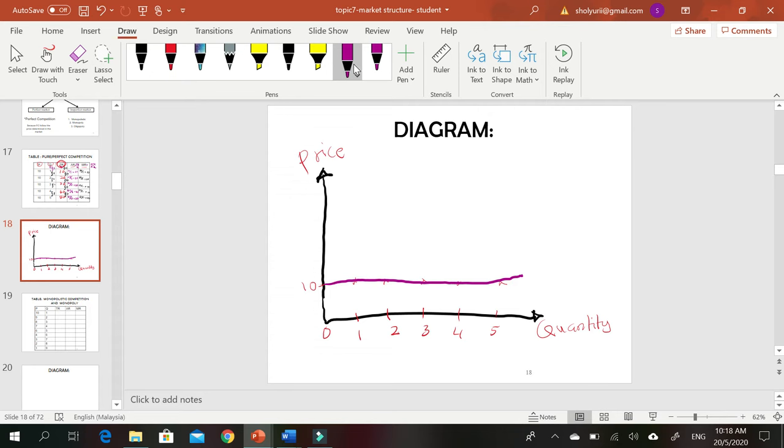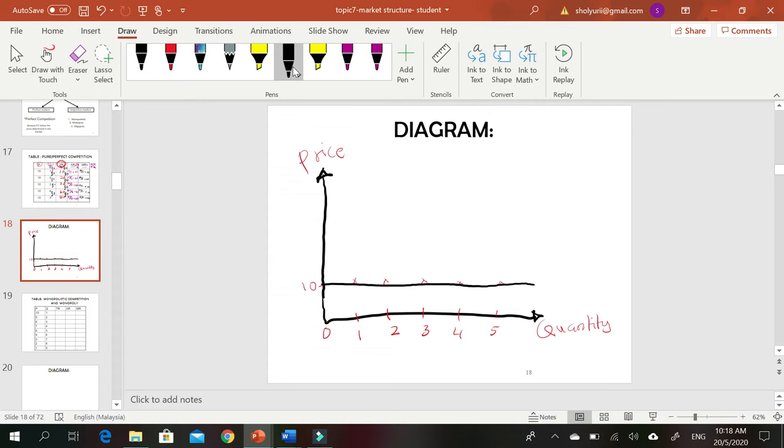Sorry my drawing, sebab saya pun masalah sikit bab menggunakan pen ni. I don't really know how to use it yet. I'm still practicing. So, let's try to garis dia supaya dia betul-betul lurus. Okay, hopefully you boleh nampak lah.